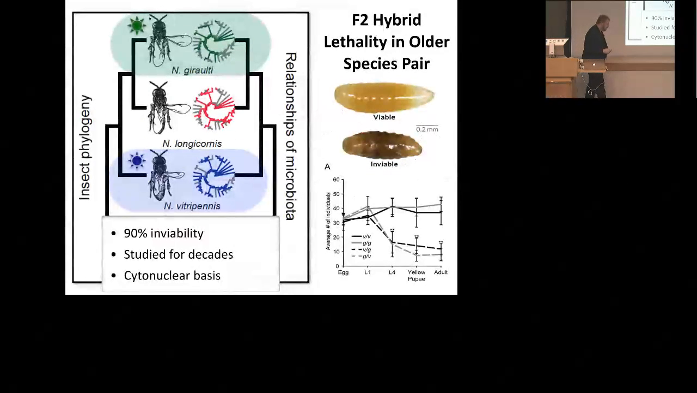So Nasonia, as I mentioned, is an interesting system because it has this Wolbachia-induced isolation, but it also has these genetically based isolation mechanisms. And for about 10 years, including the studies done by Jürgen Gadau, who's at ASU, the community has been trying to figure out what is the genetic basis of this hybrid larval mortality when you cross giraltii and vitripennis in the absence of Wolbachia.